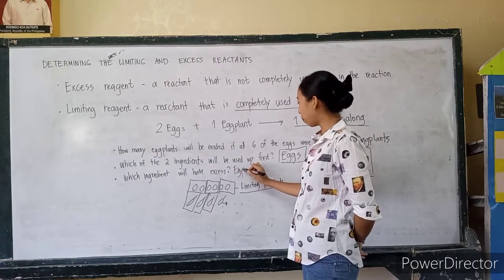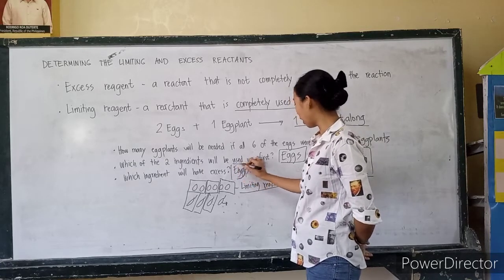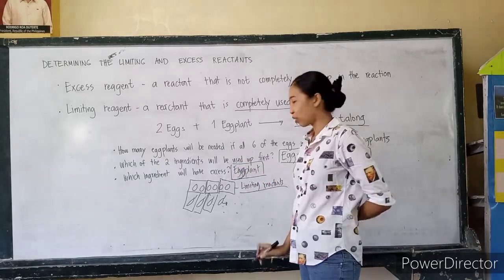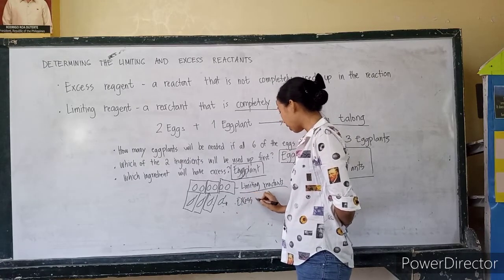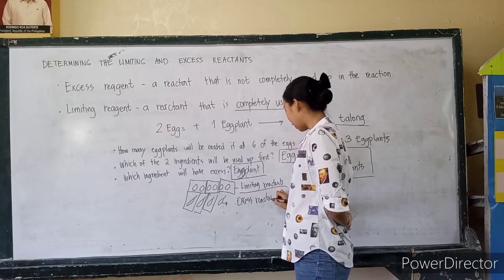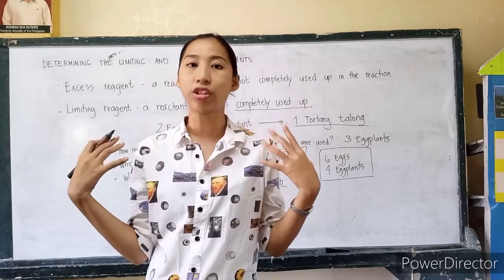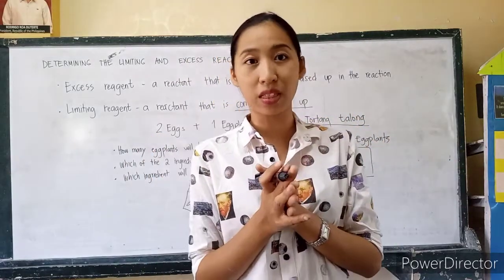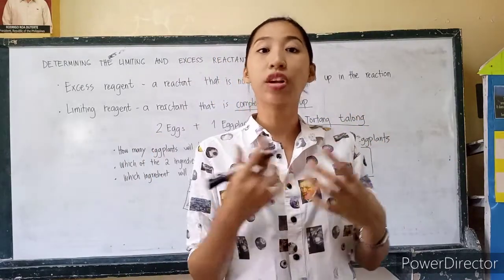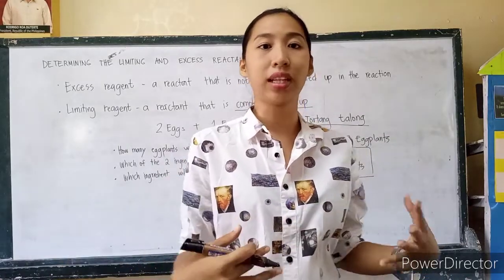Therefore, your eggplant, sorry if my drawing is ugly, I'm tired, I'll erase it. So therefore, our eggplant is our excess reactant. Okay? I hope that using this simple analogy, which we are all familiar with because it happens in the kitchen, you understand what limiting and excess reactants mean.